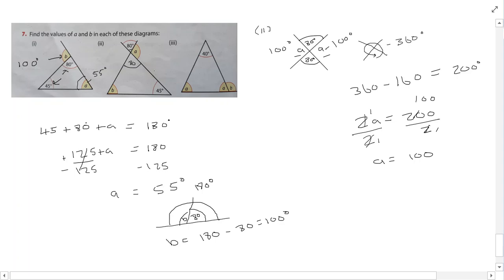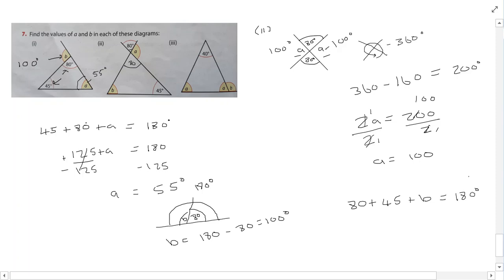So the next part is, we know now that this angle in here is 80 degrees. This angle is 45 degrees. Now if we add up these 3 angles, the 3 of them are going to add up to 180 degrees. So how would we do that part? It's going to be 80 plus 45 plus B, which is our unknown, is equal to 180 degrees.